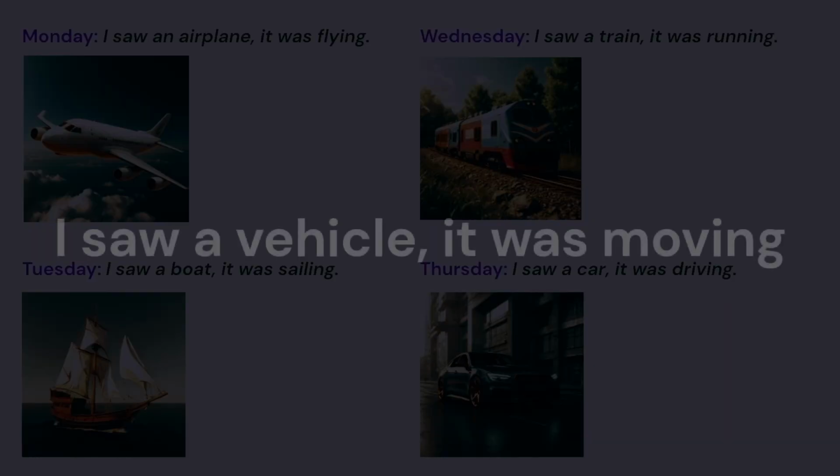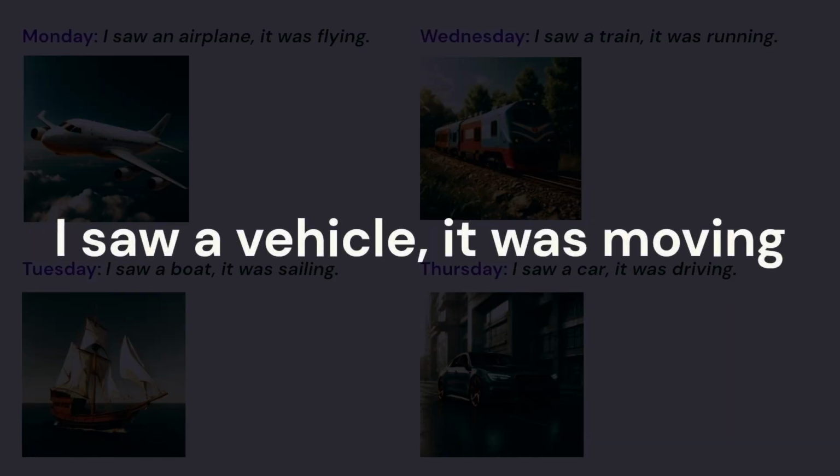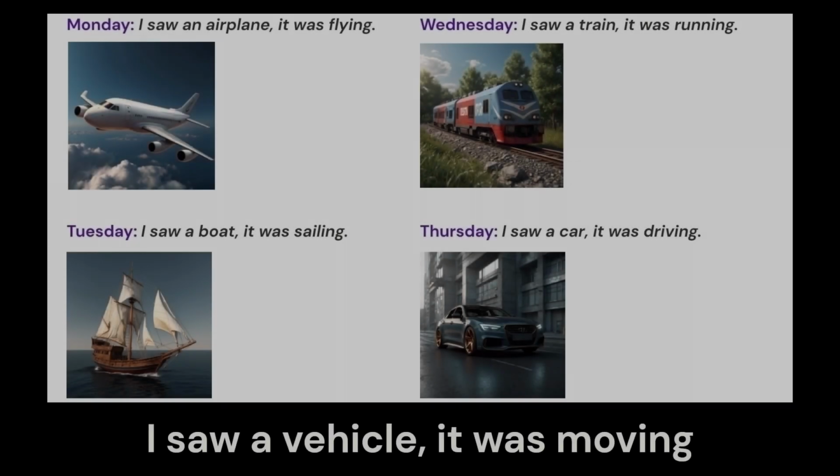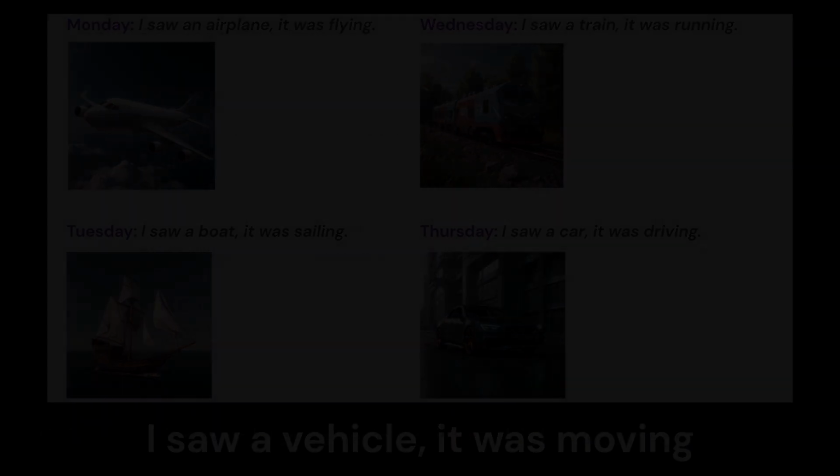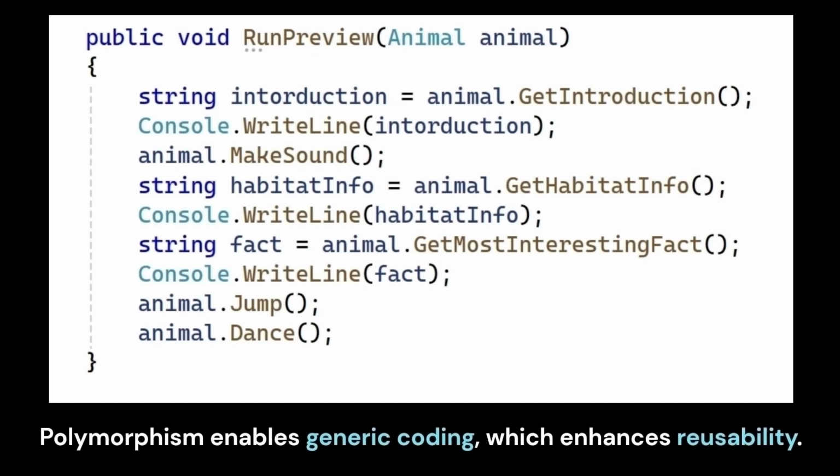And we reply, "I saw a vehicle. It was moving." Then they ask, "What did you see on Tuesday?" Now we can reuse our previous response because it's generic. I saw a vehicle. It was moving. By keeping things generic, we can reuse them. This statement is valid and reusable for all these scenarios. Similarly, polymorphism helps you write generic code that can be reused in multiple scenarios.